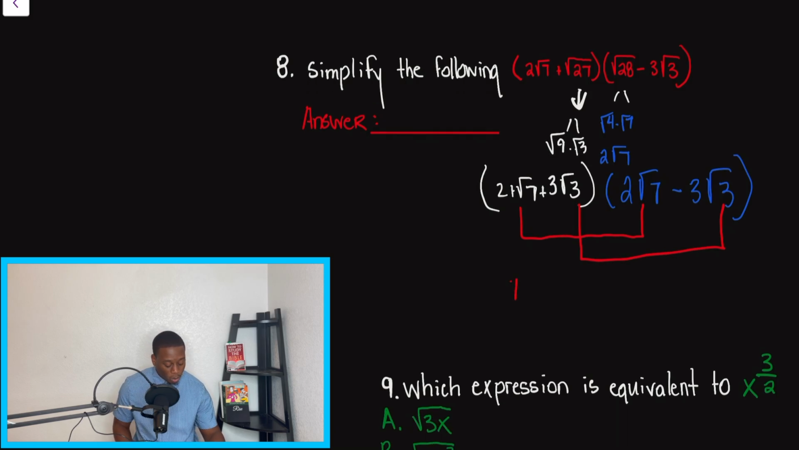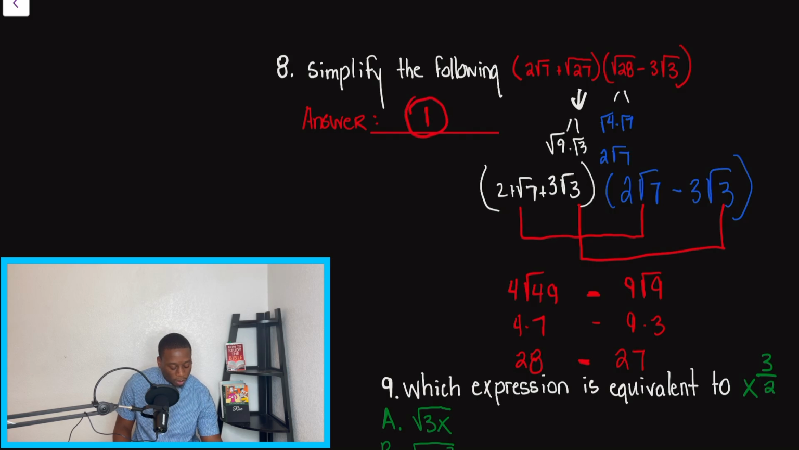And once we do, we're gonna get 4 radical 49, which basically turns into 4 times 7, which is 28. And then we're going to have minus 9 times, let's see, radical 9, which changes to 9 times 3, which is 27. So our answer really should just be 28 minus 27, which is 1.